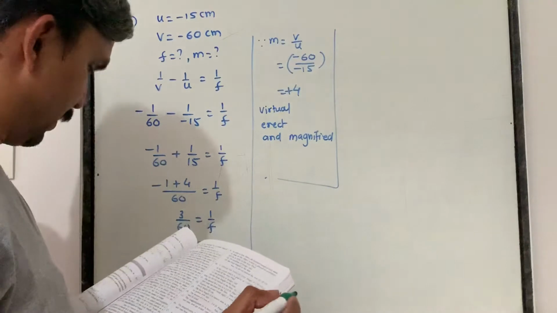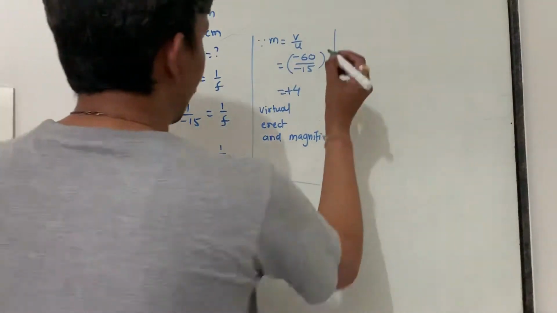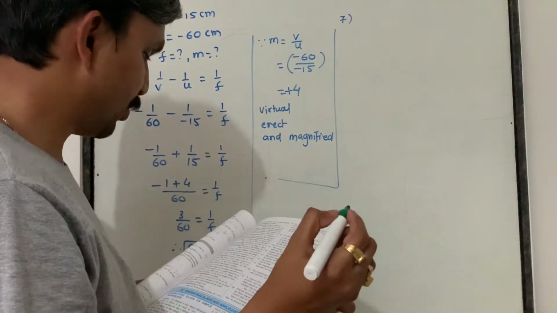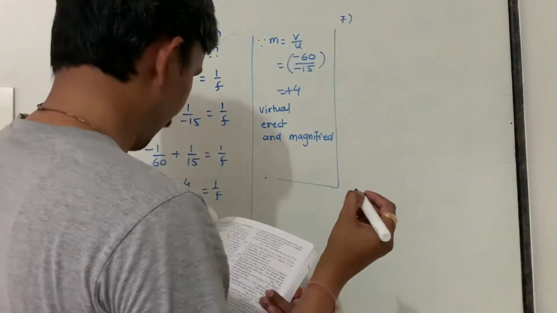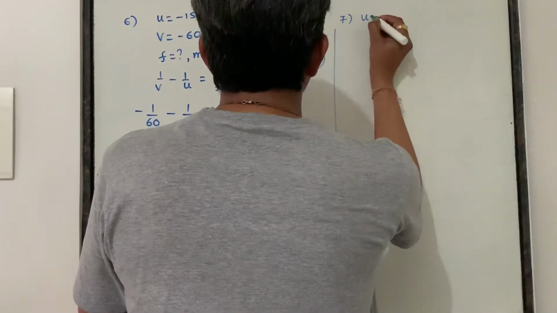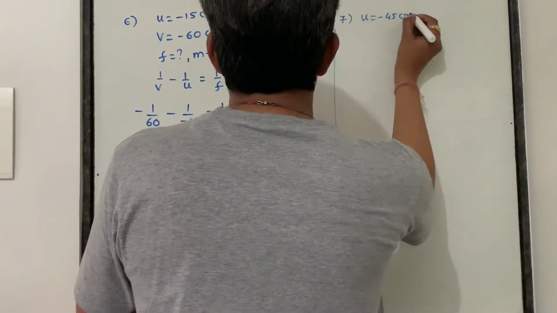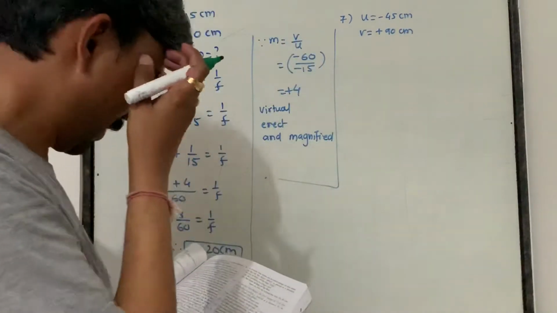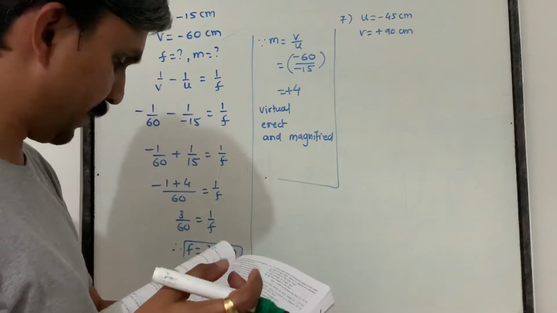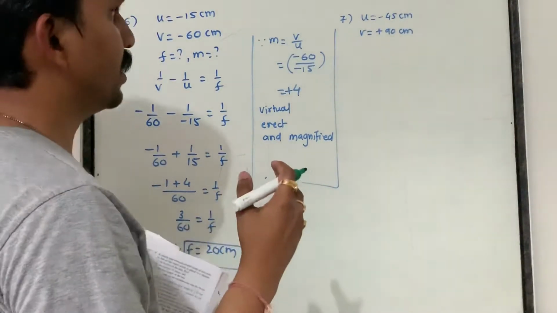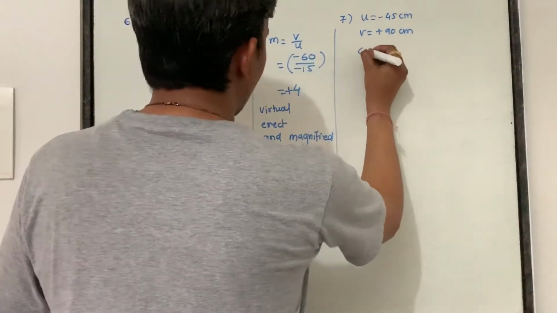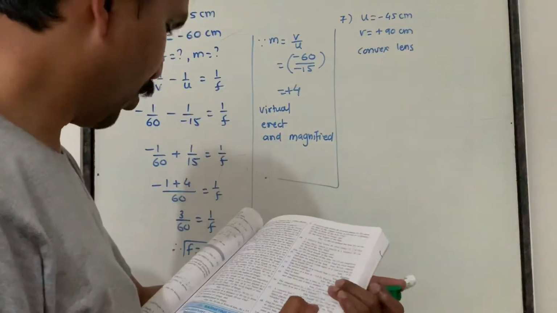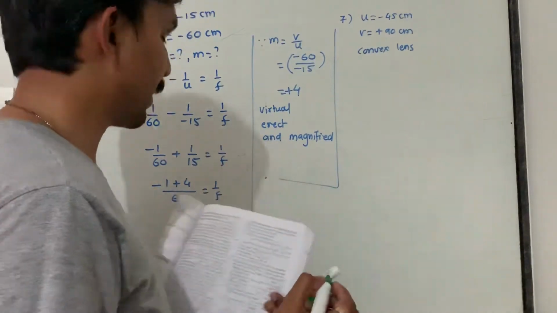Now check with the seventh sum. Seventh sum I am writing here. In seventh sum, a lens forms the image of an object placed at a distance. Right? U is given as minus 45 centimeter. V is given as plus 90 centimeter. Right? What they want here, name the kind of lens. Obviously, the image is formed on the other side, therefore it is a convex lens only. Right? This is convex lens. Find the focal length, right, and the magnification.